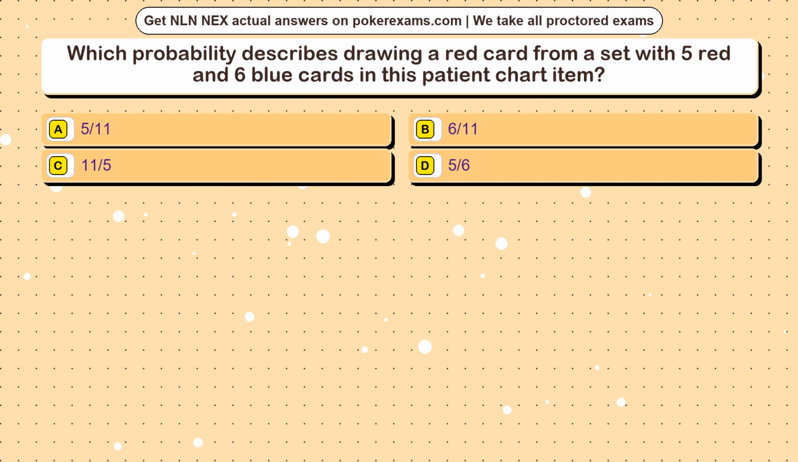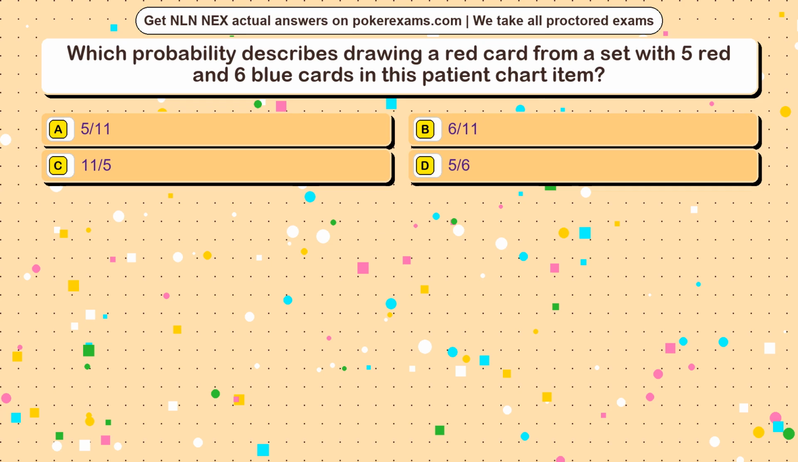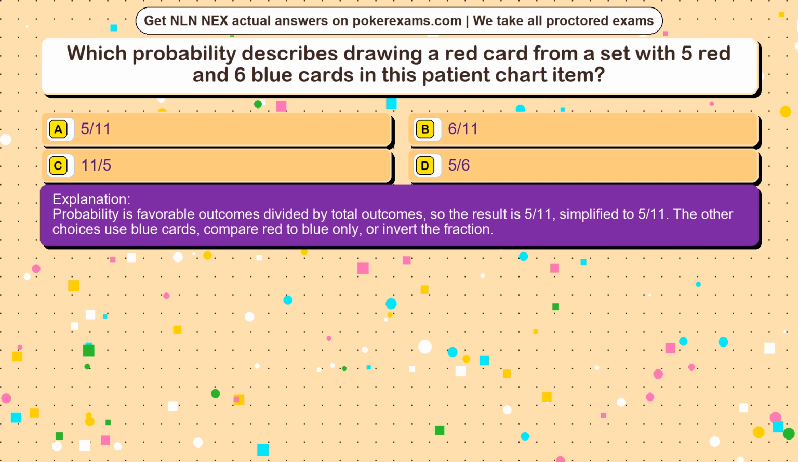Question 1. Which probability describes drawing a red card from a set with 5 red and 6 blue cards in this patient chart item? Option A, 5/11ths. Option B, 6/11ths. Option C, 11/5ths. Option D, 5/6ths. The correct answer is option. Probability is favorable outcomes divided by total outcomes, so the result is 5/11ths, simplified to 5/11ths. The other choices use blue cards, compare red to blue only, or invert the fraction.